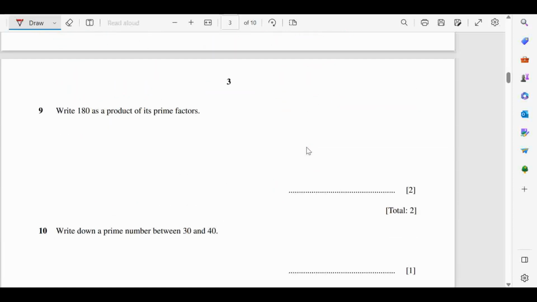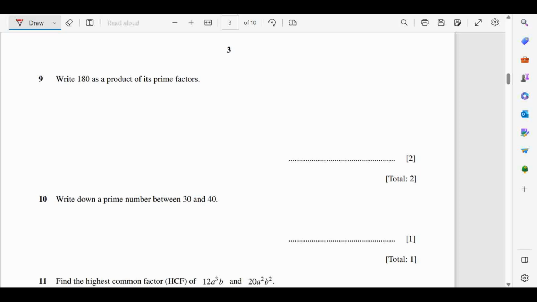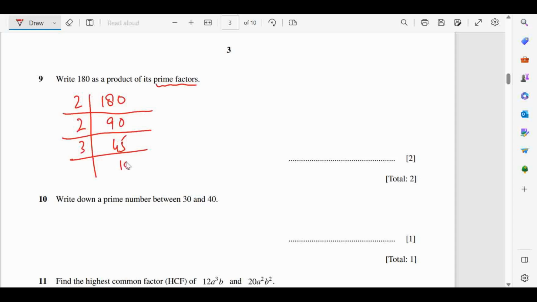Question number 9. Write 180 as a product of its prime factors. Keep this in your mind: whenever we have to find the prime factors, we simply take the LCM method and use the prime numbers to simplify. So this will be 2 and 90, and then 2 and 45, and then we can use 3 also. So this will be 3 and 15.